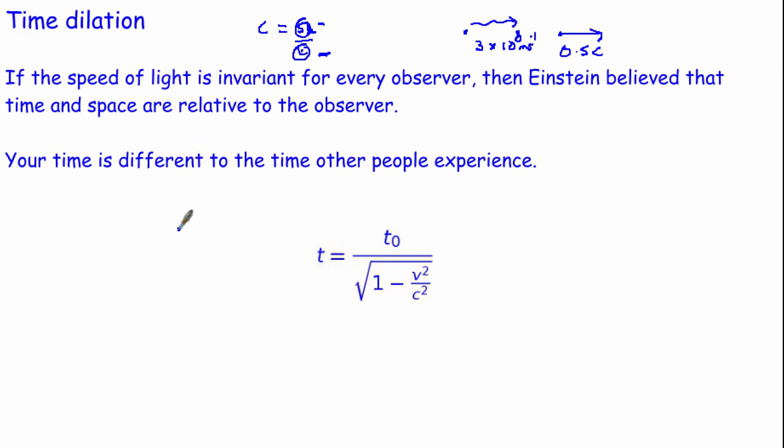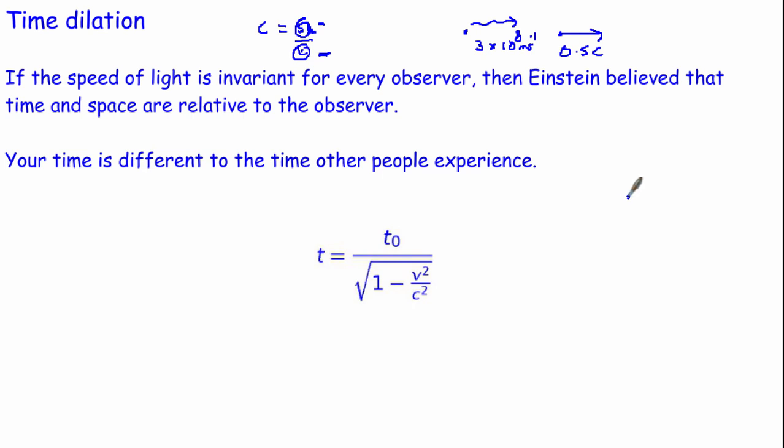So what this basically says is that if you're moving, you experience time differently to somebody who considers themselves to be at rest. So if we go back to our person on the bus, the person's watch on the bus actually ticks at a very different rate to the watch of the person who's sat still.